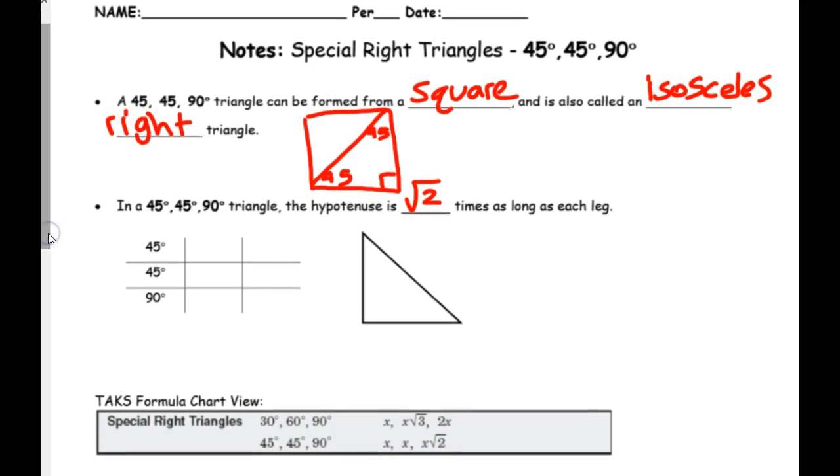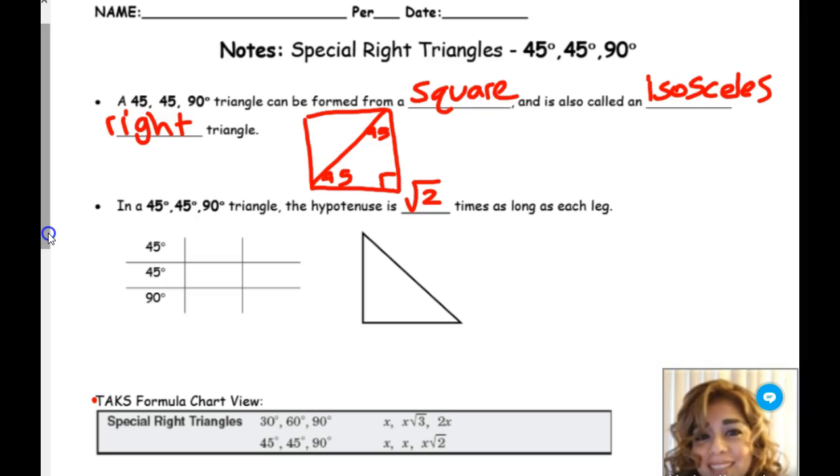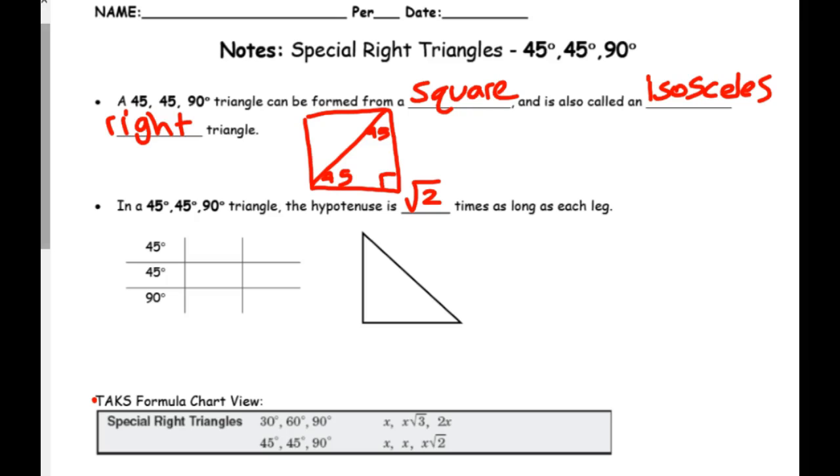It may have been a while since you've done standardized testing for math. Okay? Back in the day, it was the TAKS test, right? Back in my day, it was the TOS test. And then now it's the EOC or STAAR or whatever. But you would have this formula chart. Boom. You would have this formula chart, 45, 45, 90 is x square root of 2. It's kind of the idea that we learned from the warm-up.